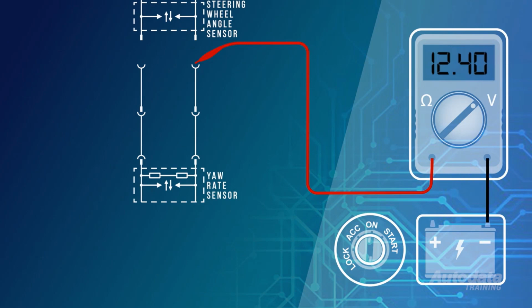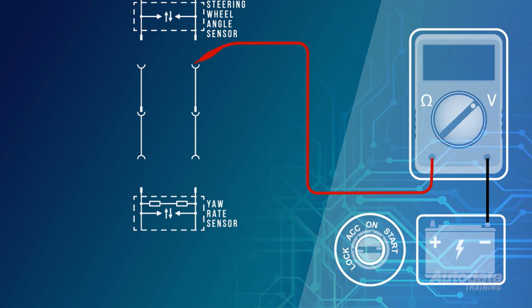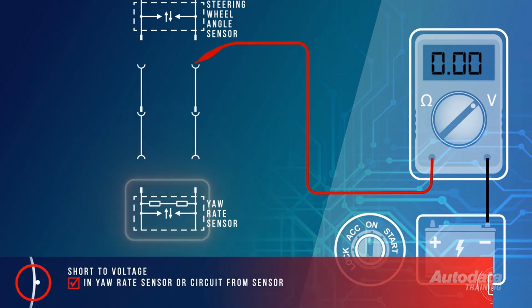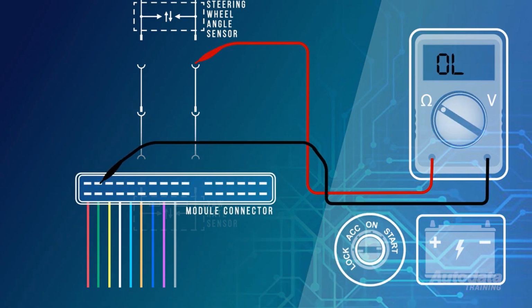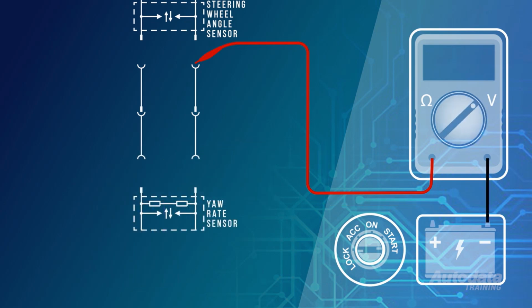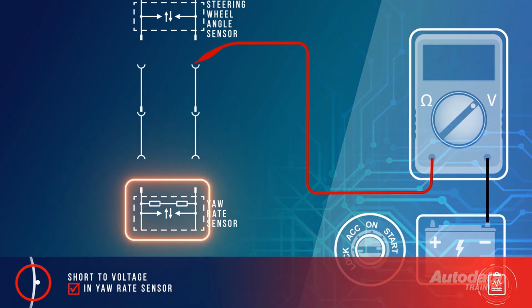But if the meter displayed battery voltage when connected in the SAS harness connector, turn the ignition off and disconnect the end node. Turn the ignition back on while watching the meter. If the voltage dropped to 0, the short to voltage will be in the yaw rate sensor or a circuit from the sensor. Turn the ignition off and perform a continuity test between the serial data terminal and all other terminals within that connector. If no fault is found, the short to voltage will be internal to the yaw rate sensor. Again, this will log other yaw rate sensor codes.